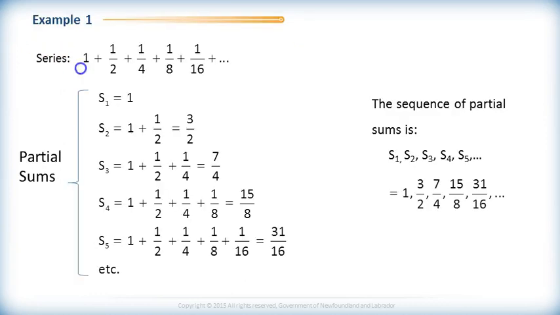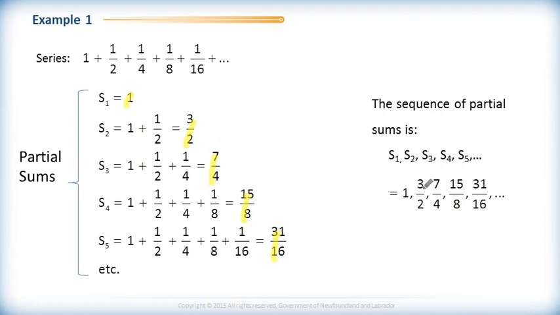For example, if I had this series, 1 plus a half plus a fourth plus 1/8 plus 1/16, and so on to infinity, S1 is just 1, the first term. S2 is the sum of the first two terms, which is 1 plus a half, or 3/2. S3 equals 7/4, and so on. We use those sums to come up with a sequence, which we've got right here.